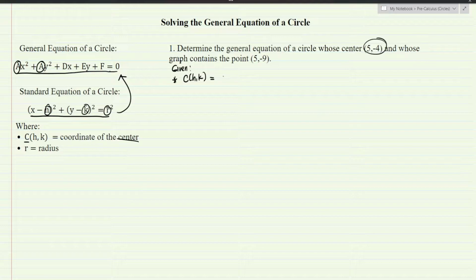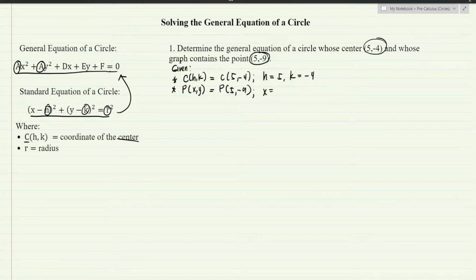So our coordinate of the center would be at 5, -4, thereby making h equal to 5 and k equal to -4. Now for the second point here, we have point P with a coordinate x, y. I will equate that one to this point. So point P would be at 5, -9. And comparing this equation, our x here would be 5 and y would be -9.